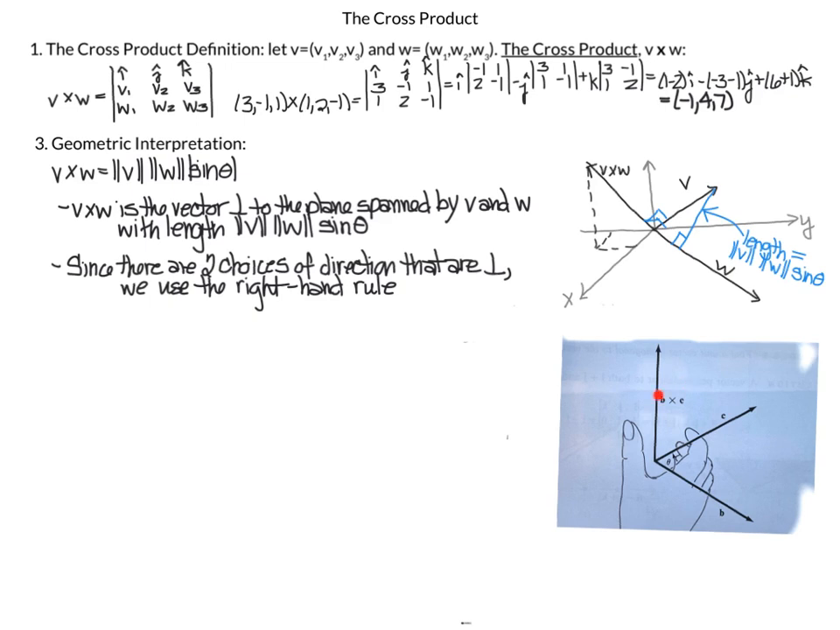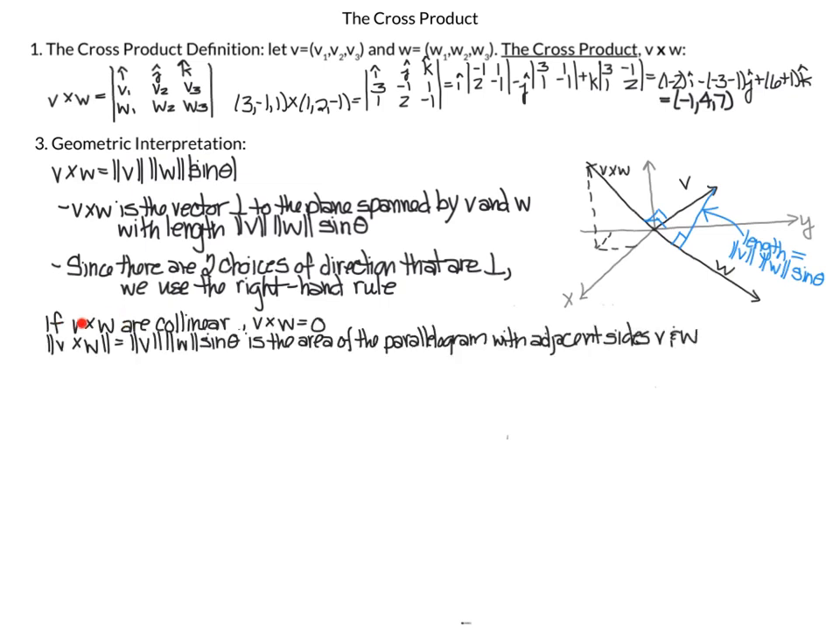And the idea is if you do B cross C, your fingers should go from B and then curve in the direction towards C. So the first vector is where you start, the second vector is where you end with your fingers, then your thumb will point in the direction of B cross C. And sorry, I should have mentioned, you have to use your right hand.